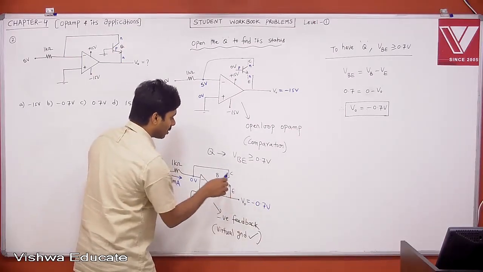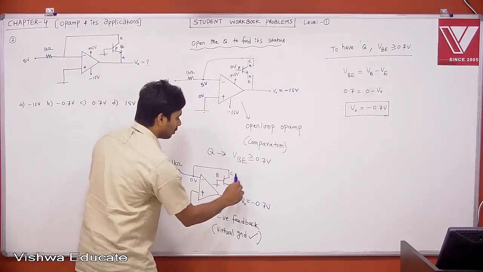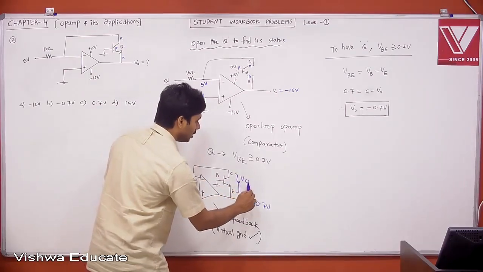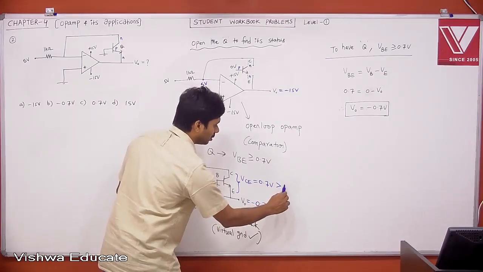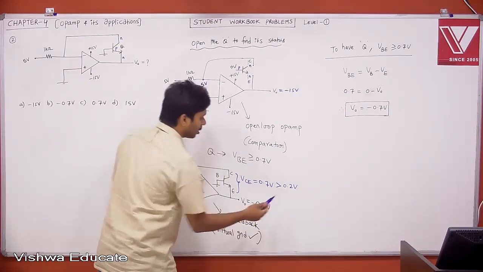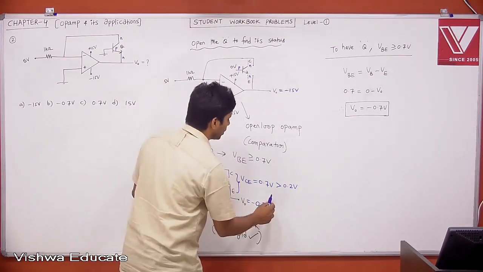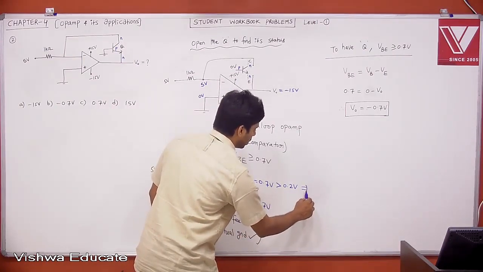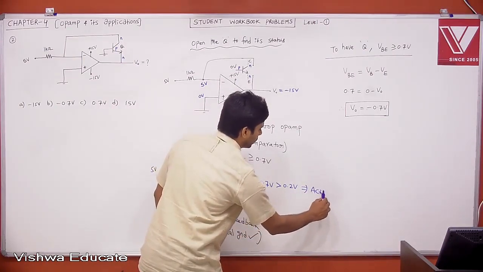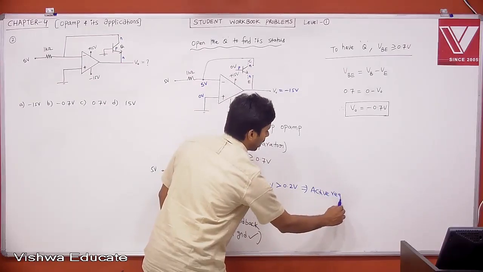When the emitter is minus 0.7 and collector voltage is 0, then what is your VCE? Your VCE is equal to 0.7. Is it greater than 0.2? Yes, it is greater than 0.2. Therefore, what is the region of the transistor? Your BJT is in the active region.